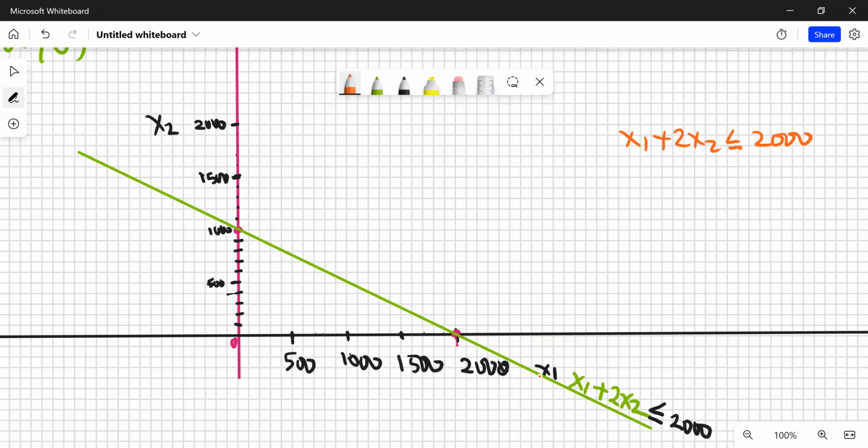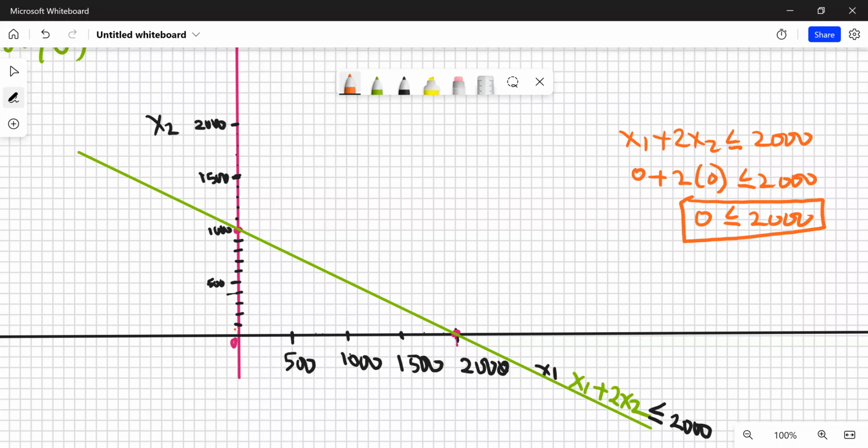So you can choose a convenient point below the line, or a convenient point above the line, put it here, and check whether the inequality is true or not. I prefer to choose the point (0, 0), because this point is below the line. If I put (0, 0) here, I will have 0 plus 2 times 0 is less or equal to 2000, which is the same as 0 is less or equal to 2000. And clearly, it is true.